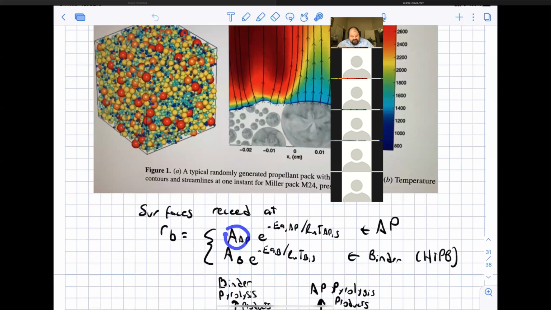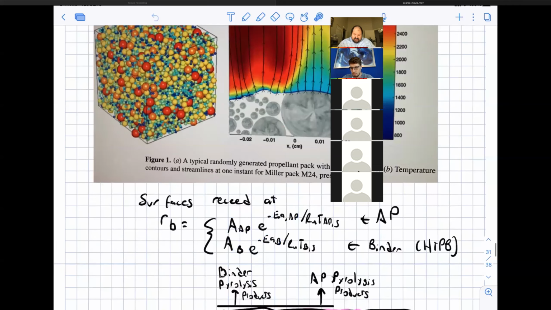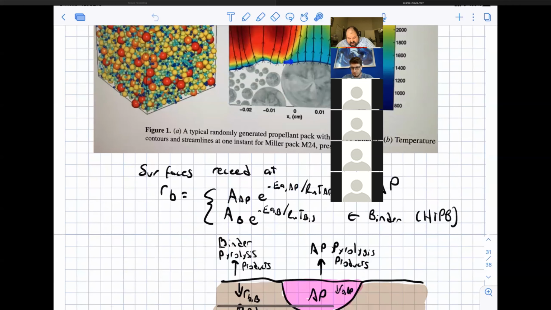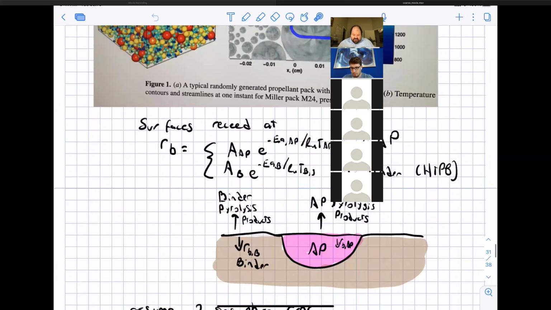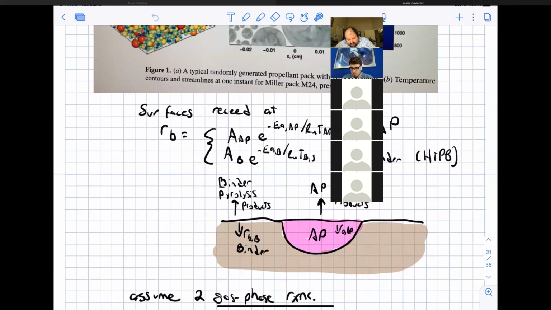They have their own prefactor. There's a prefactor for the AP, there's a prefactor for the binder, and an activation energy for the AP, and an activation energy for the binder, which is normally HTPB, again, which is just a standard rubbery compound.